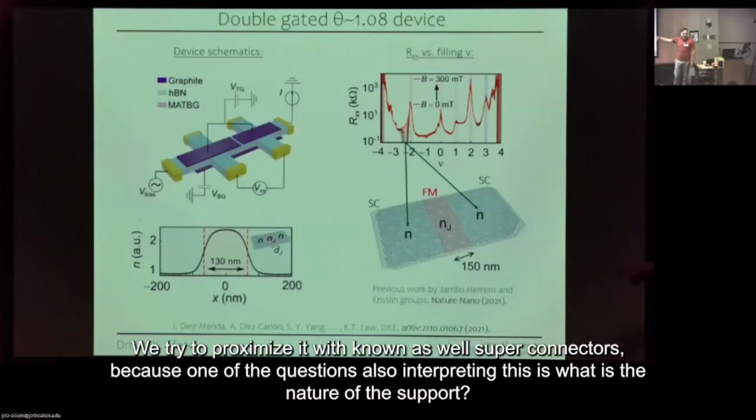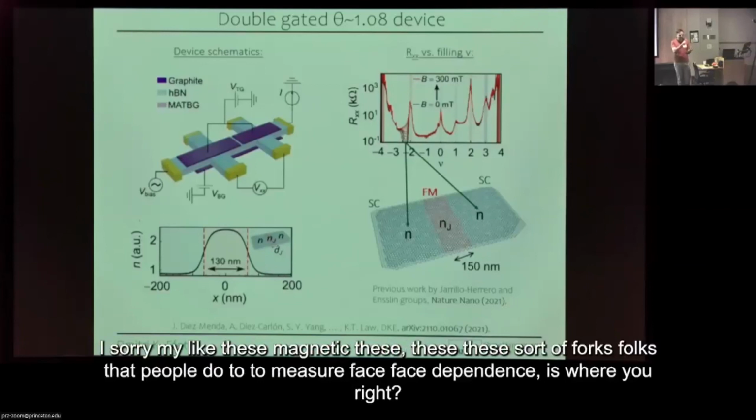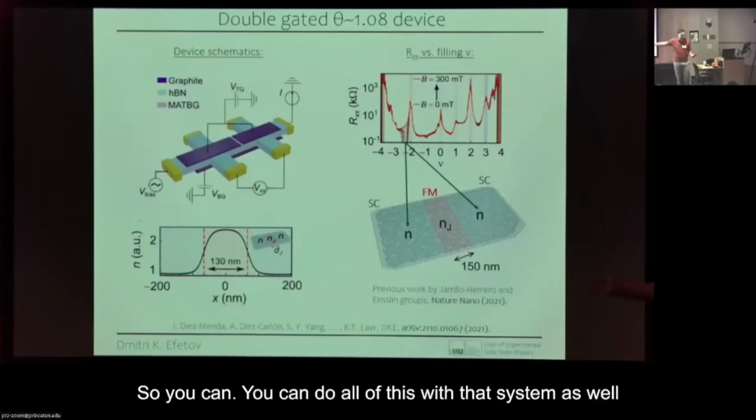You can probably do everything: quantum junction splits, current loops, these forks that people do to measure phase dependencies, where they send magnetic flux through it. You can do all of this with that system as well.